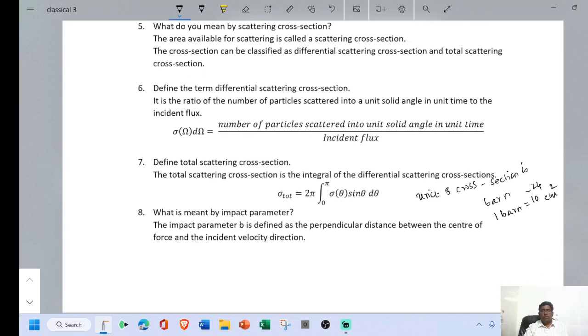The eighth question is: what is meant by impact parameter? The impact parameter b is defined as the perpendicular distance between the center of force and the incident velocity direction.